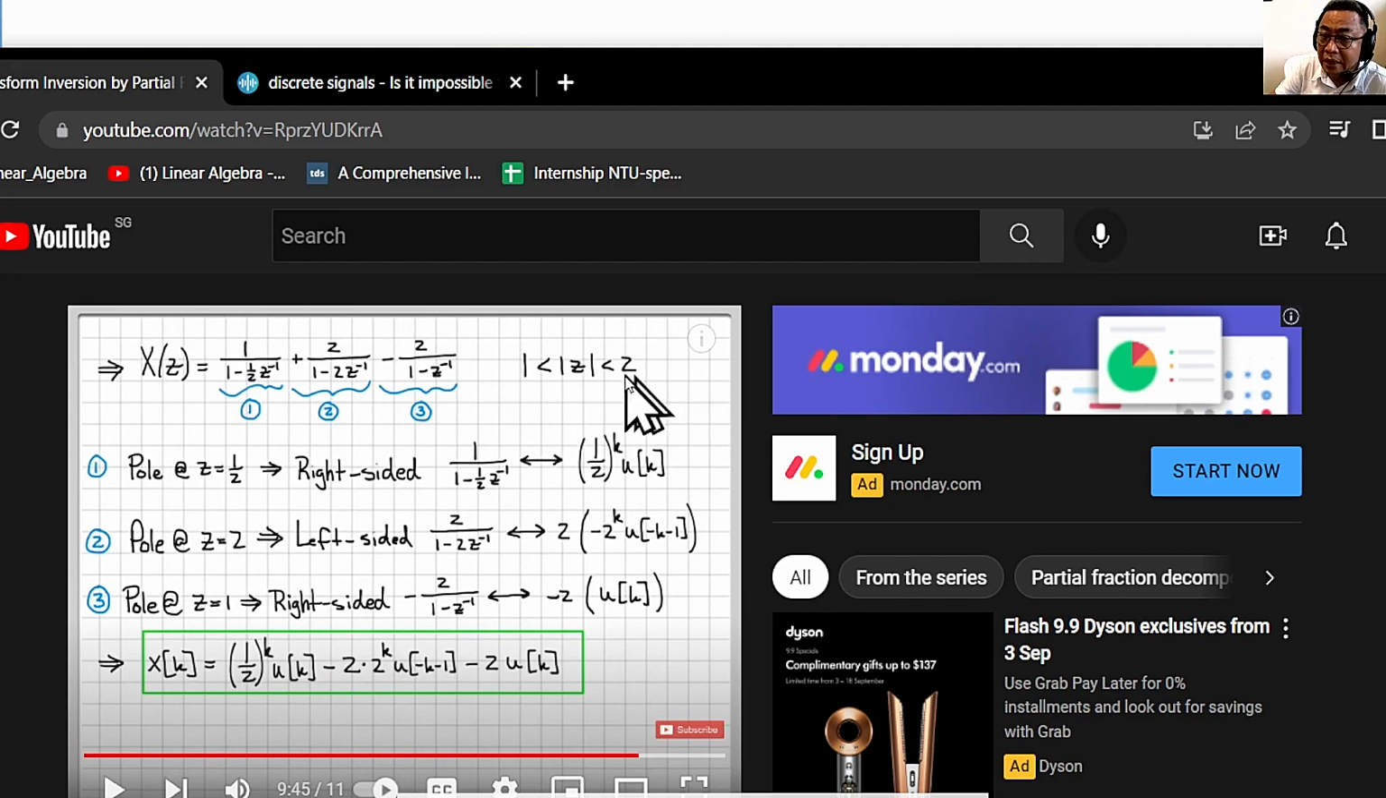In this particular case, because he has given us an additional constraint of the region of convergence, we have to be very careful when we perform the inverse Z transform. We have to find the correct time domain signal, whether it is a causal sequence in this case, an anti-causal sequence in this case, and a causal sequence in this case. Let us find how to do this.